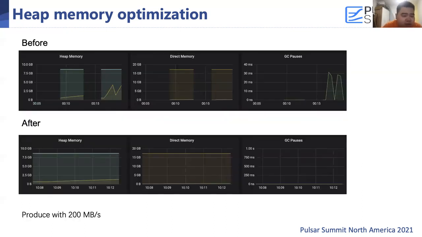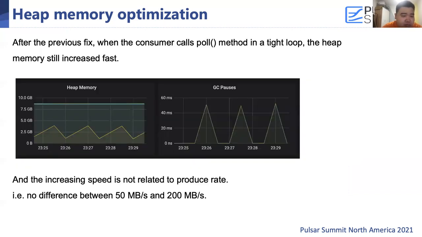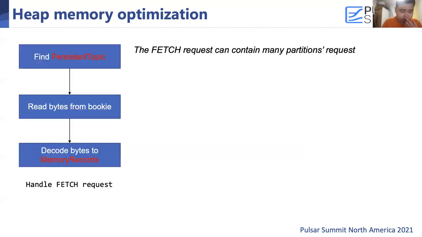We can see the comparison. Before this optimization, the heap memory increased very fast. But after that, the heap memory increased very slowly. But after the previous fix, when the consumer calls the pull method in a tight loop, the heap memory still increased fast. And I found the increasing speed is not related to the produce rate. That is, there is no difference between 50 megabytes and 200 megabytes per second.